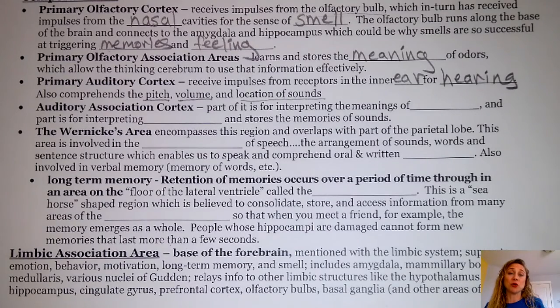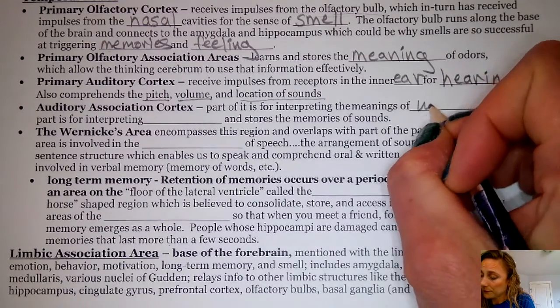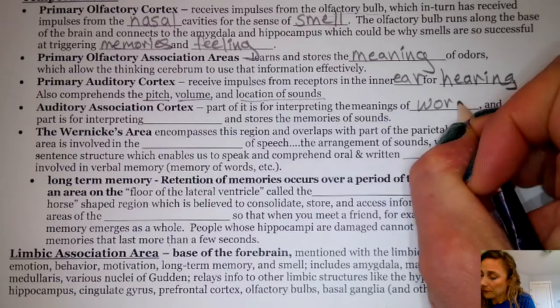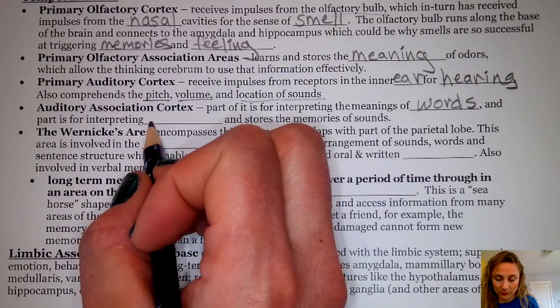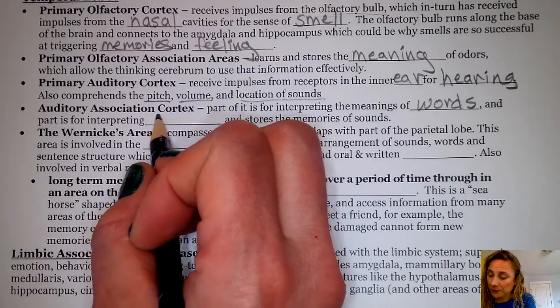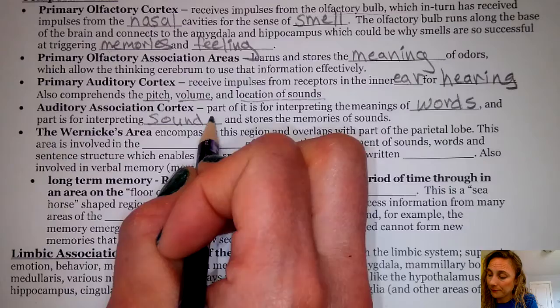The auditory association cortex, part of it, of course, is for interpreting the meanings of words, and interpreting these sounds and stored memories associated. Okay.